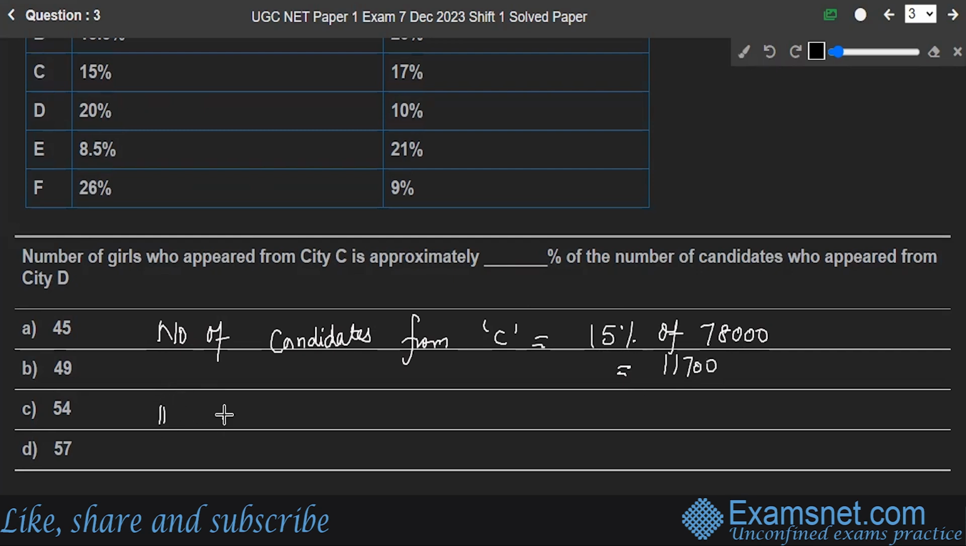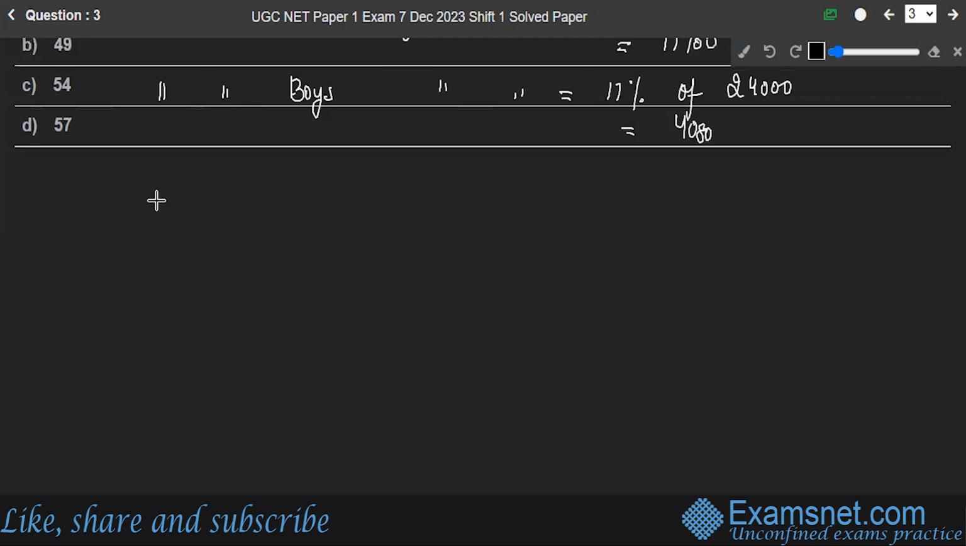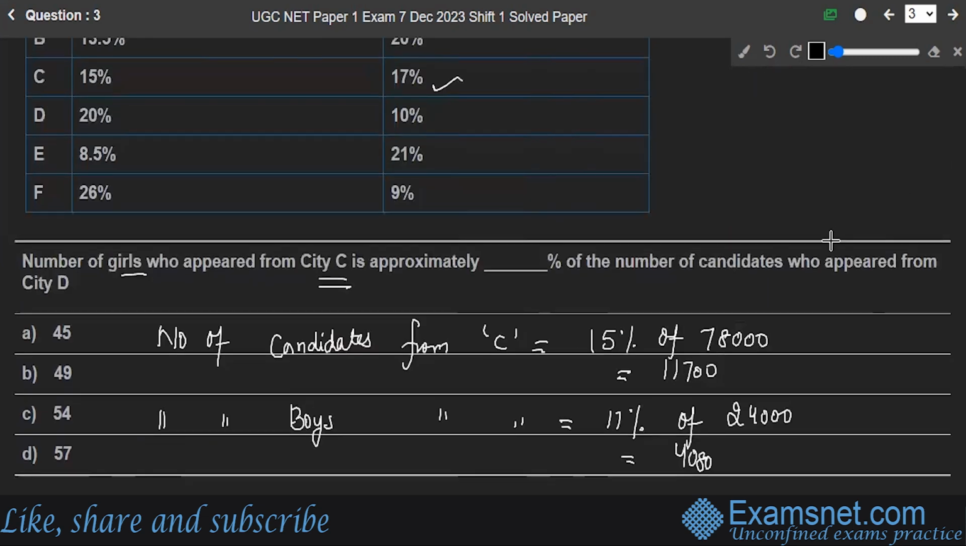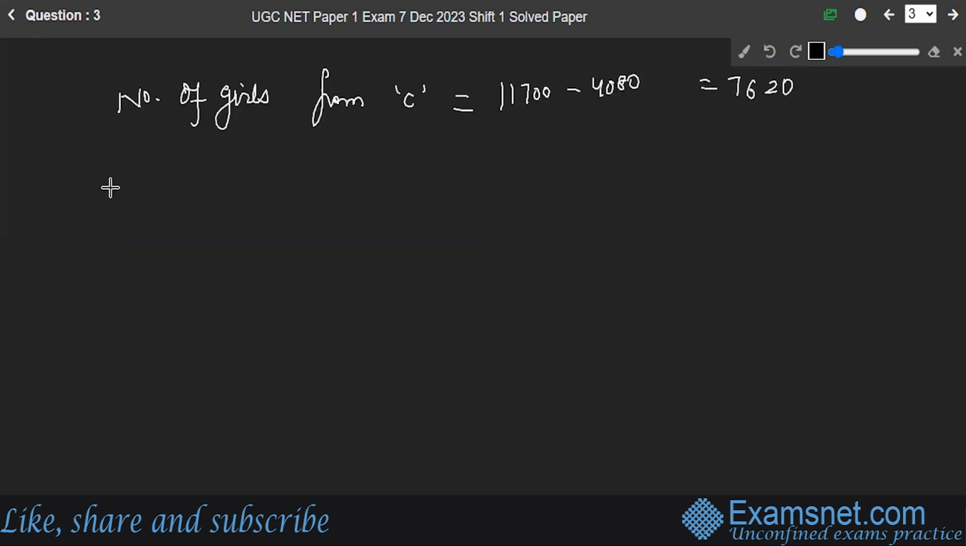Similarly, the number of boys from city C is 17% of the total boys, which were 24,000. So this will give you 4,080. Now, the number of girls from city C will be the total, 11,700, minus 4,080, which is equal to 7,620.